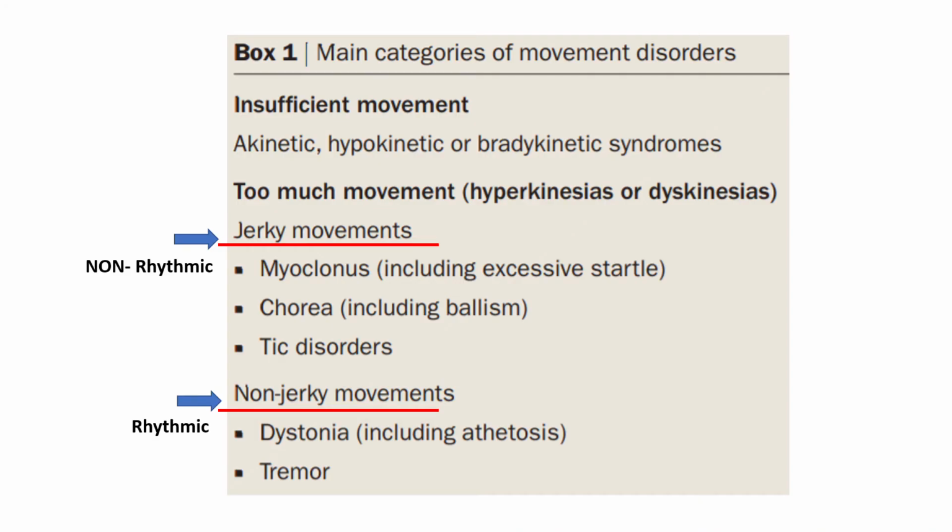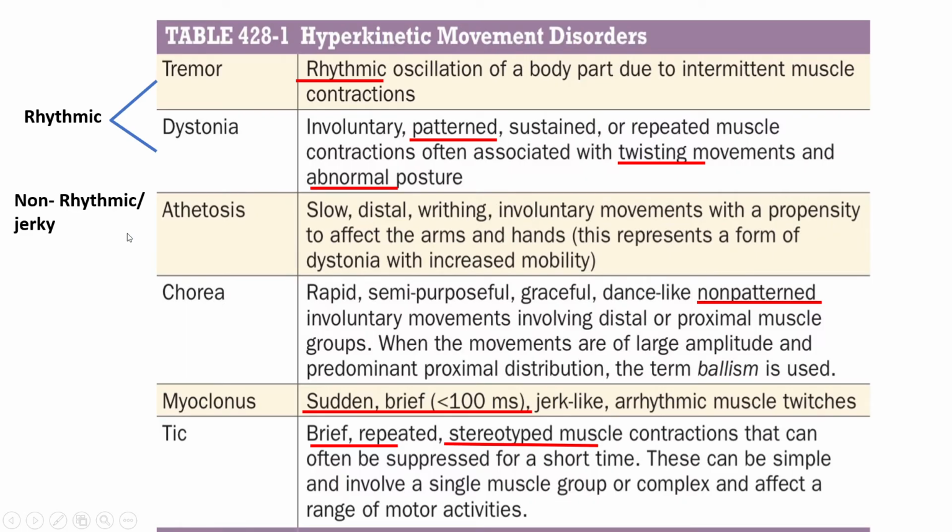So coming back to our favorite box, we were studying hyperkinetic movement disorders, right? We said the first step would be to identify that it is a movement disorder. Second, we need to know it is a hyperkinetic movement disorder. Third, we need to see if it is rhythmic or non-rhythmic. If it is rhythmic, it can be tremor or dystonia. If it is non-rhythmic, then we need to see if it is tics, chorea, or myoclonus. Okay, so now I am pretty sure this table would be very easy for you.